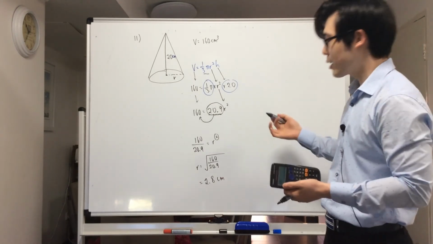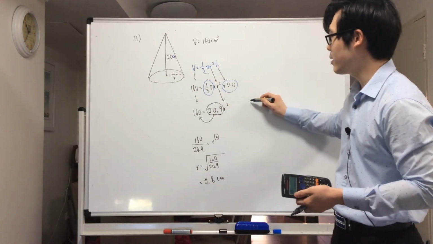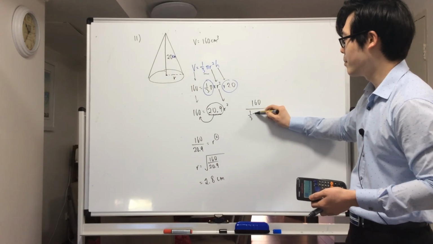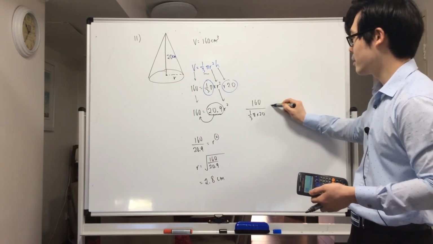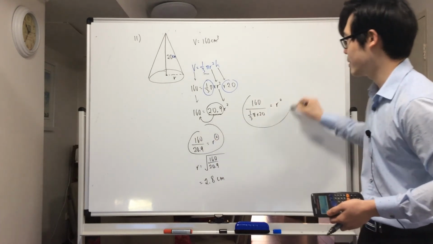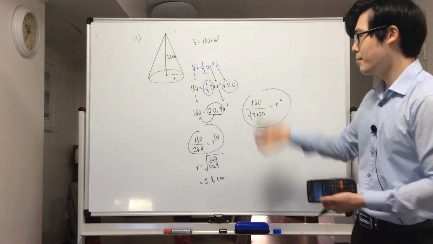If you wanted a more accurate version, instead of writing 20.9, you could have written 160 divided by a third pi times 20. Okay, so that is the same thing as writing that. It's the same thing if you want it to be more accurate, but either way is fine.